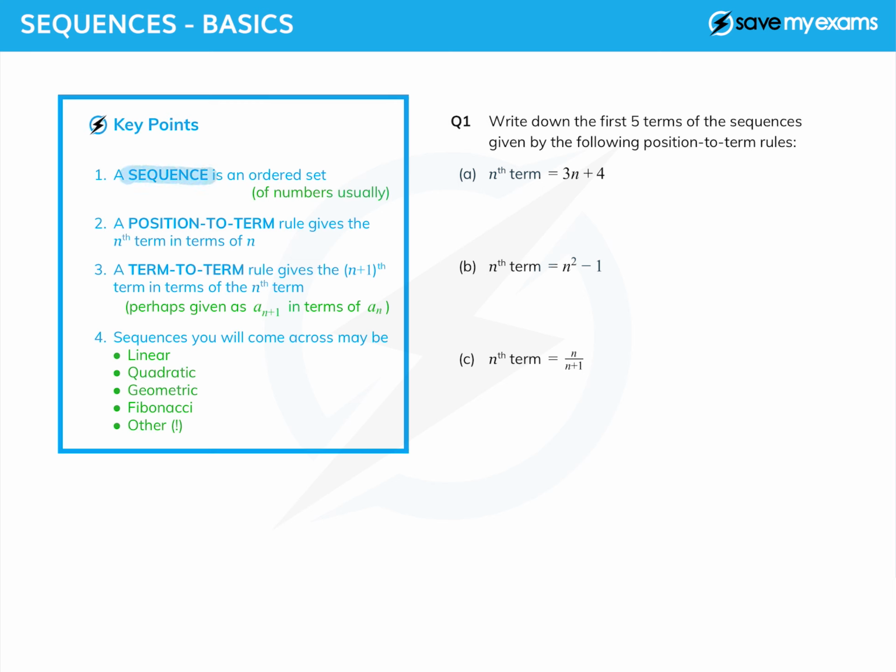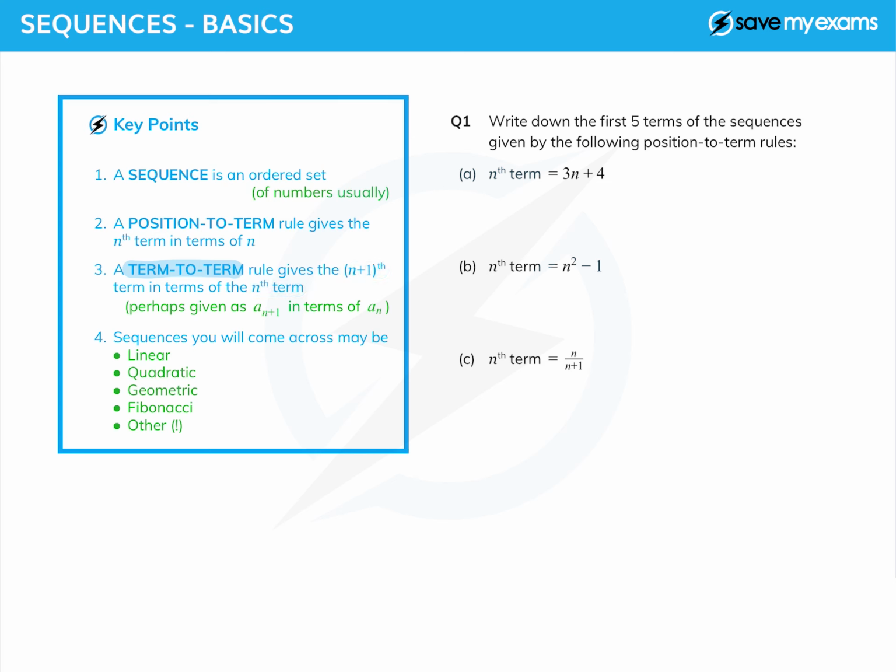Okay, and then you have two sorts of rules to generate a sequence. You either have a position to term rule, which gives you a formula for the nth term in terms of that letter n, which is just the position of the term, and we'll look at those in a minute, and a term to term rule, which gives the n plus 1th term in terms of the nth term. So if you know one term, you can find the next term from it. And if it's going to use any fancy notation, it'll call the nth term an and the next term an plus 1, like that.